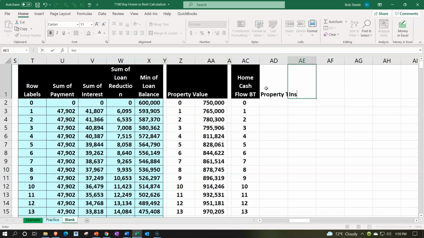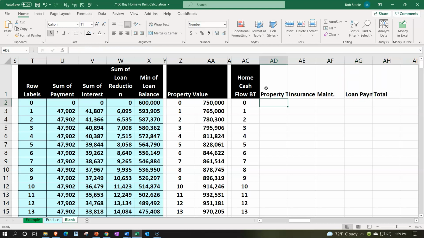So then we have insurance. Then we have, let's just call it, maintenance and repairs. And then we have the loan payments that we're going to have to make. And that's the total. So here's the cash flow over time. Obviously, we've got to think about the cash flow. And then we've got to think about the tax implications. And then we've got to think about the equity in the home and what would be the case if we were to realize that equity, in essence, selling the home.